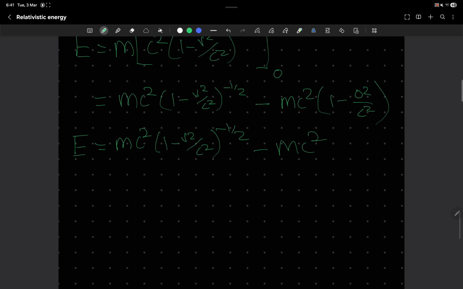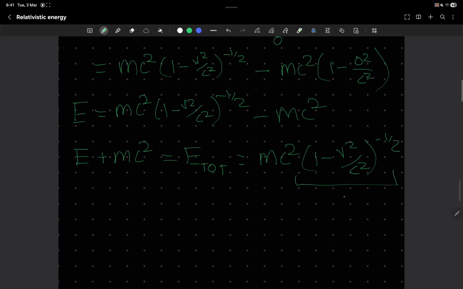Okay, so the next step is, this is some sort of energy that doesn't really depend on the velocity. So this can contribute towards the total energy of the system, right? So if we let E plus mc squared equal the total energy of the system, which will then be equal to mc squared bracket 1 minus v squared upon c squared to the minus a half. Now, remember how this term here is actually just gamma, right? So therefore, we can just write that E total is equal to gamma mc squared, right?